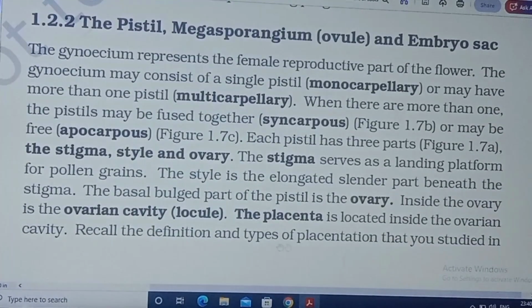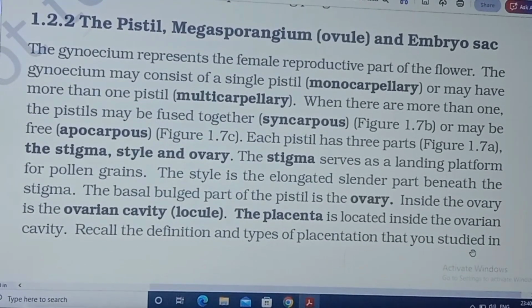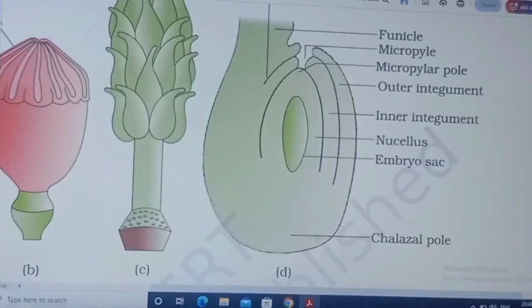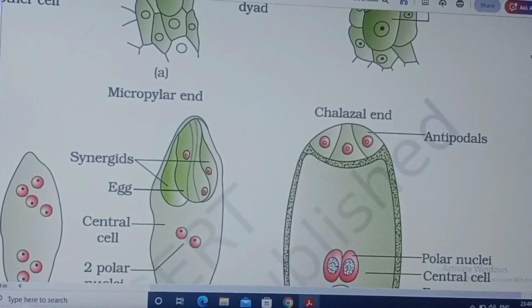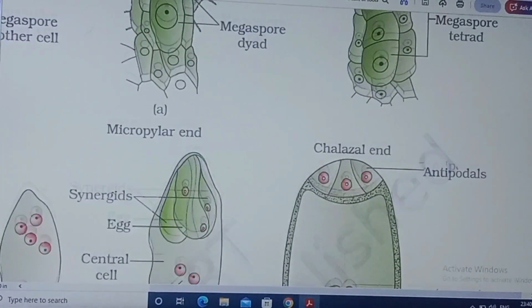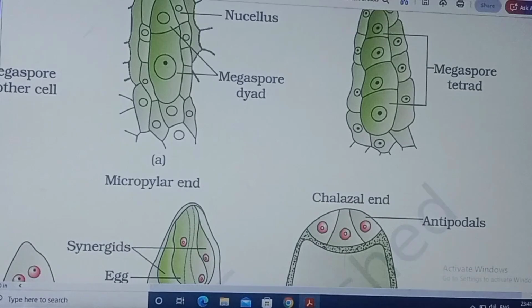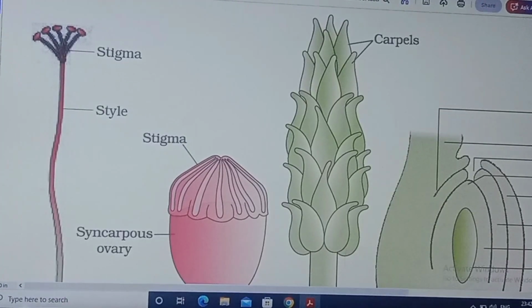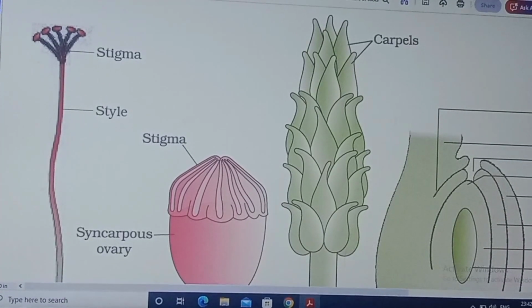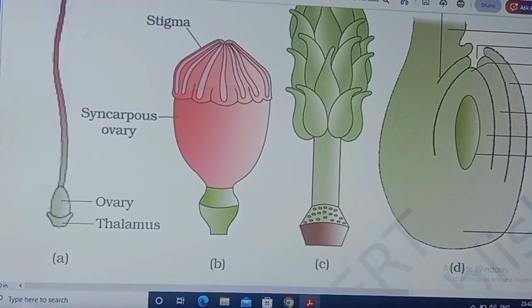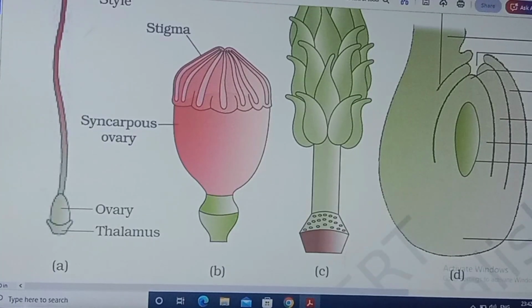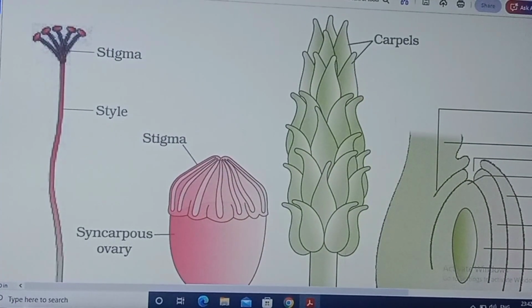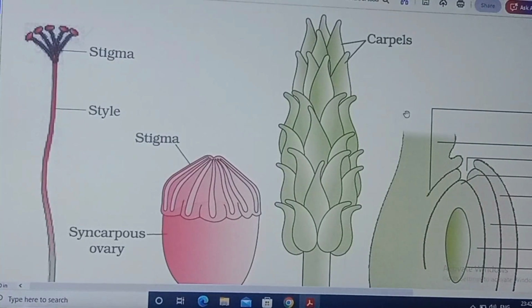Recall the definition and types of placentation that you have studied in the morphology of flowering plants lesson. These are the parts of the flower, and then the syncarpous and apocarpous that I explained before. We can understand very easily from this picture.